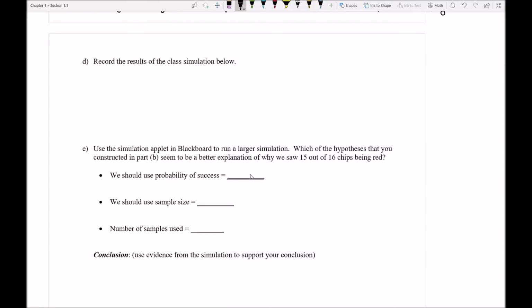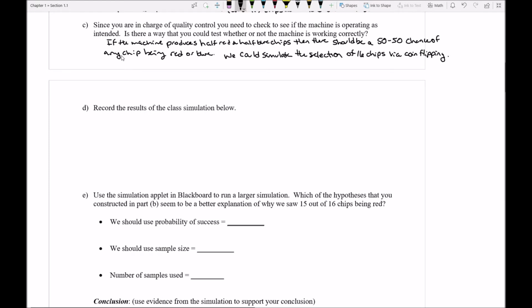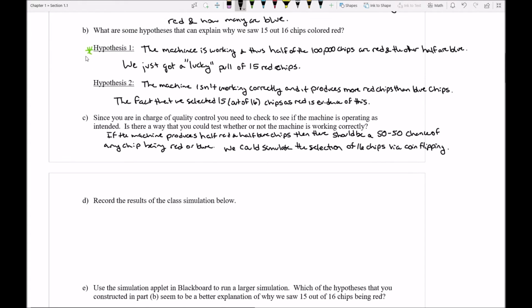So let's now go ahead and try to finish off the rest of example 1. We ended the last video by saying that we could try to test the two hypotheses that we had formed up here, and we were going to test hypothesis 1 specifically by ultimately trying to flip a coin. So let's see how this would work.